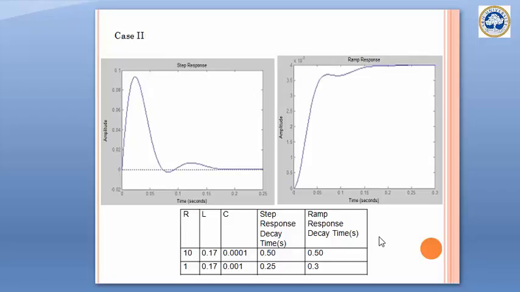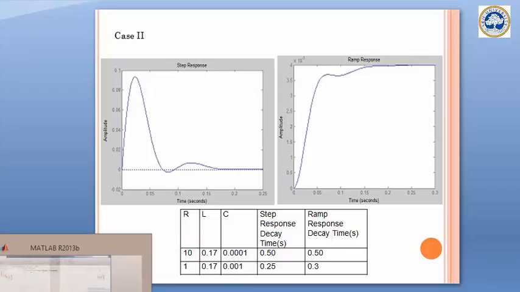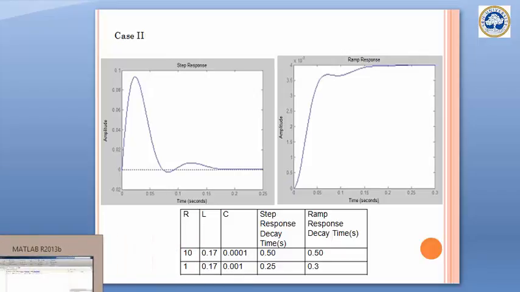Shown on the screen is an example for simulation of step and ramp response of a system's transfer function for two severity cases. As seen from the table, the step and ramp response decay times increase for an increased value of R and a decreased value of C, as seen in a clinical setting wherein a severe pathology is earmarked by an increased airway resistance and decreased lung compliance. This proves the analogy between physiological lung and the virtual lung.